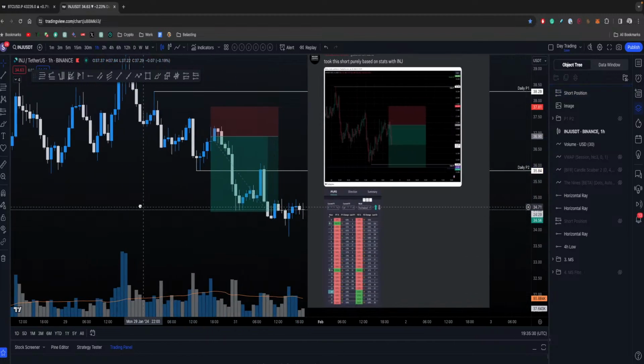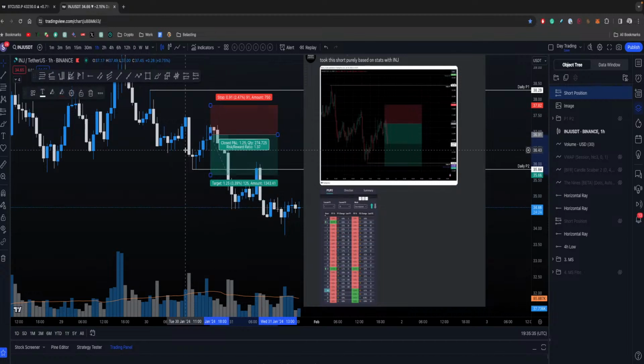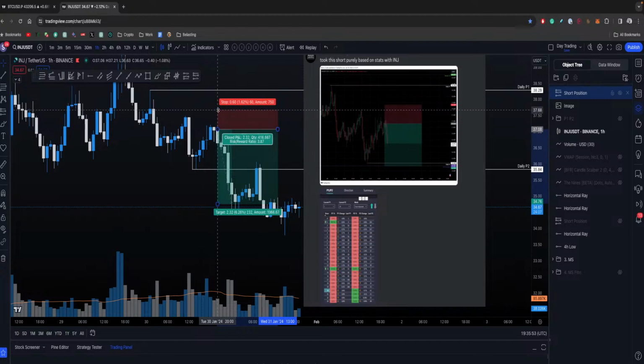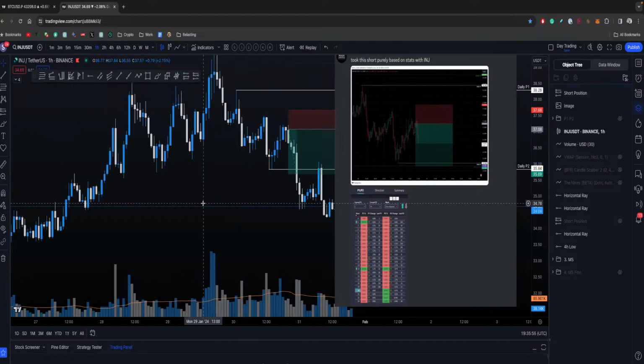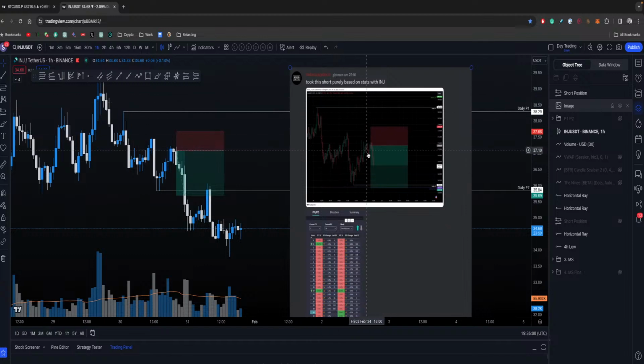Well, let's put it like that. Target, and target's not that important. I think his target was at the low at this point, right here. Then he had a better entry. Right, something like this was the call. I'm just trying to replicate the call. So he said yesterday in real time, as you see, took the short purely based on stats.